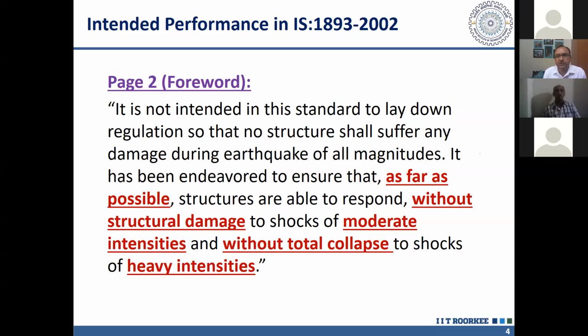In case of small earthquakes, it will respond without any damage. In case of moderate earthquakes, it will have small structural damage, but in case of heavy intensities, it should not collapse. So ensuring no collapse was the intention of the code, but there was no framework for that. Even that was not possible to ensure.